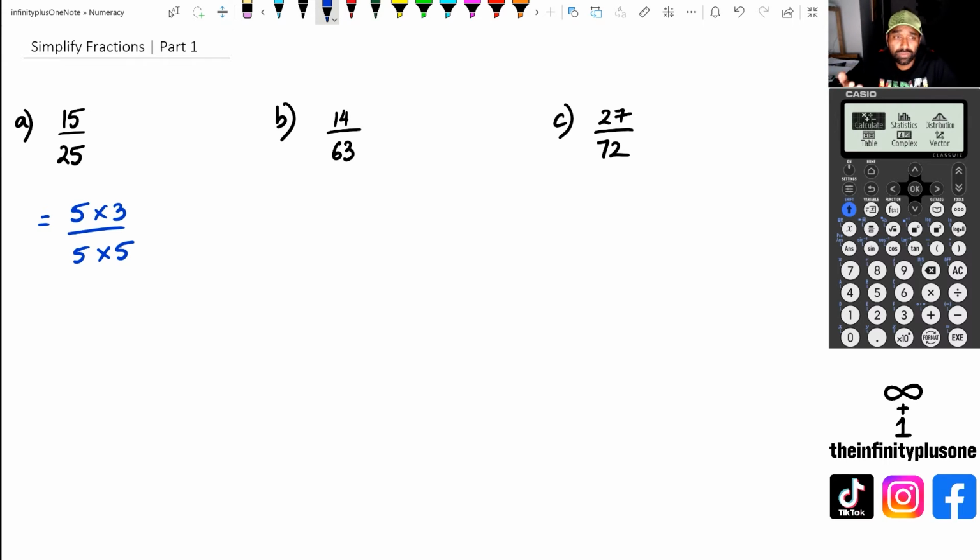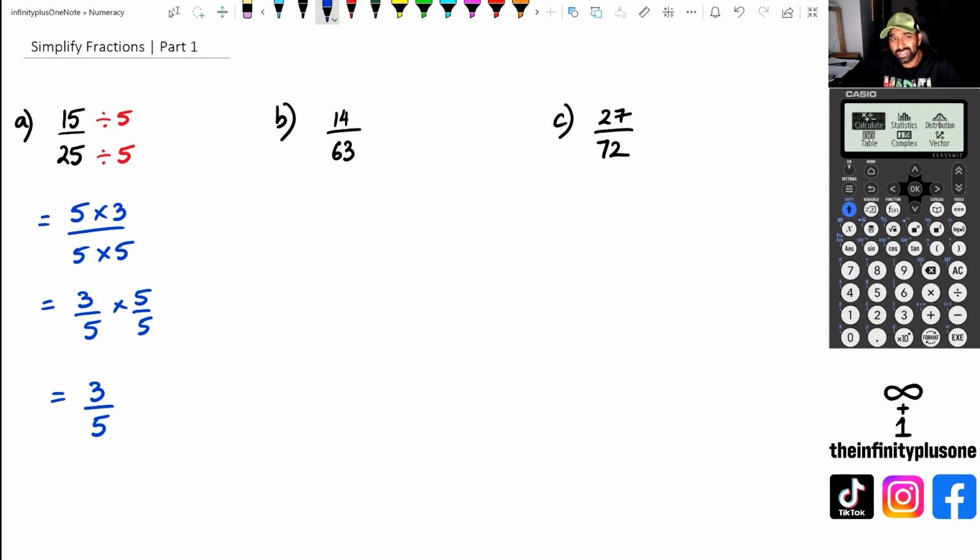Now, if you remember what we did with equivalent fractions, this is similar, because I could rewrite this as 3 over 5 multiplied by 5 over 5. And that's what we did with equivalent fractions. We would multiply the numerator and the denominator by the same number. However, when we're simplifying, we've got to divide the numerator by the same number and the denominator by the same number. In this case, it is going to be 5 and 5. So 15 over 25, when you simplify it, is going to be 3 over 5.